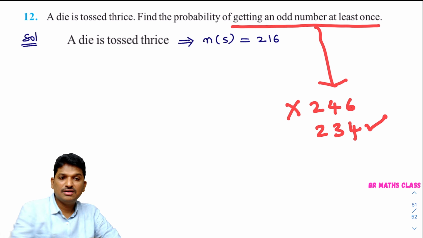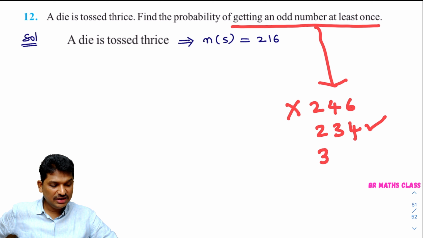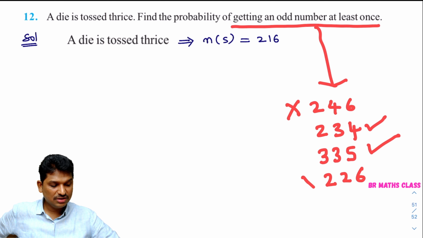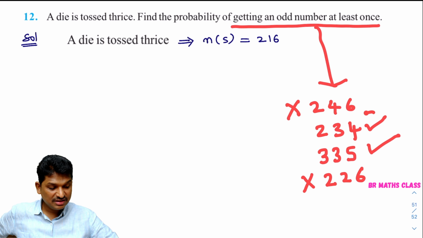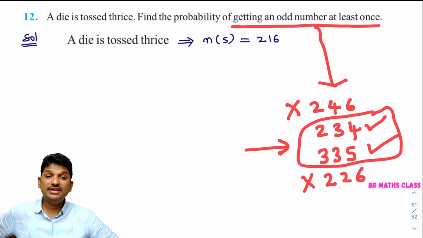Okay. I hope things are clear to you, right? This is right, 2, 3, 4. Now I'll write 3, 3, 5. Getting an odd number at least once, all odd also okay, right? Something you got like 2, 2, 6. No, this is the wrong one. There is no odd number at least once. Getting an odd number at least once means this type of outcomes. What is the probability that when a die is tossed thrice, we get this type of outcome? That is what they are asking.